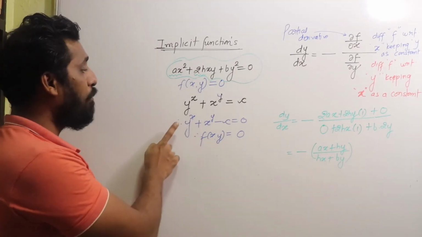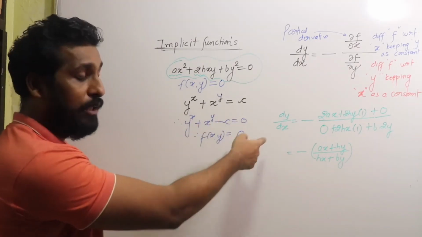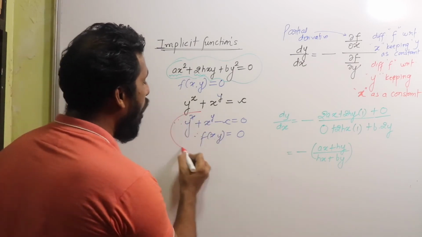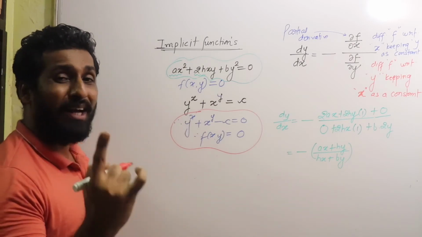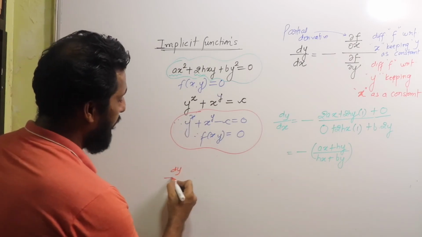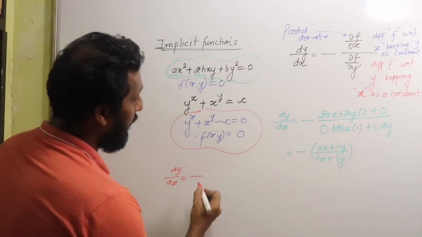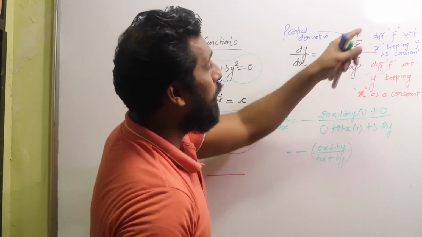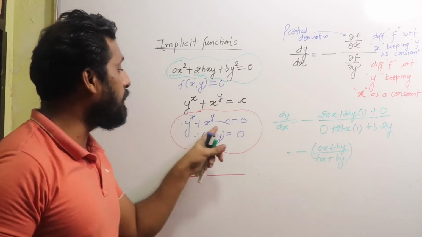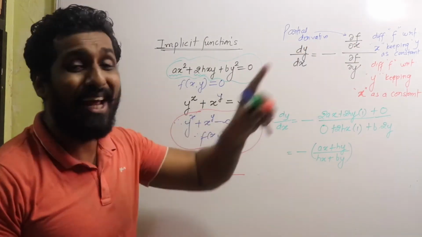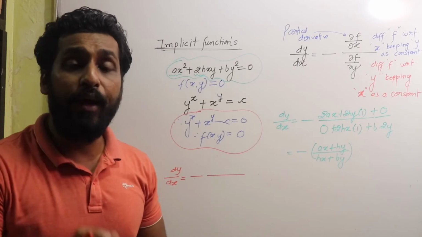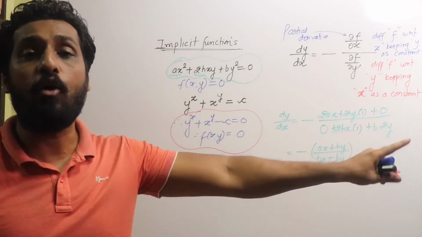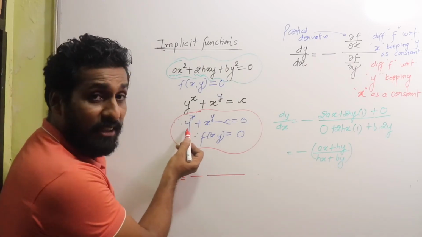Let us take the example y raised to x plus x raised to y minus c equal to 0. So here also, if I want to get dy by dx, see how you can get the answer in just one step. I am going to write dy by dx is equal to, a minus sign, the formula tells me to write a minus sign, and then dou f by dou x, that means I am going to differentiate this with respect to x. Now when I say differentiate f with respect to x, I am going to treat y as a constant.